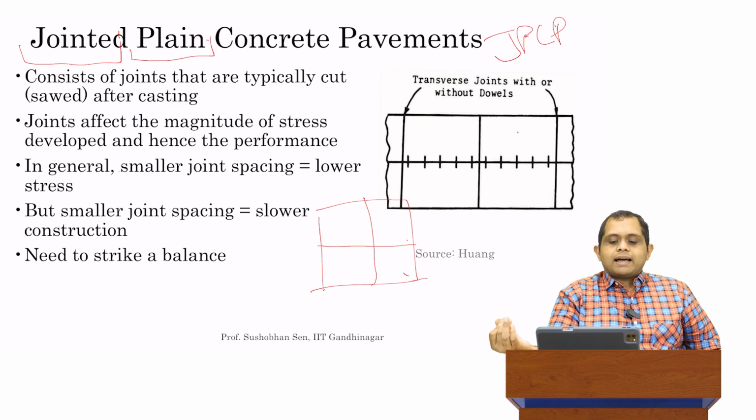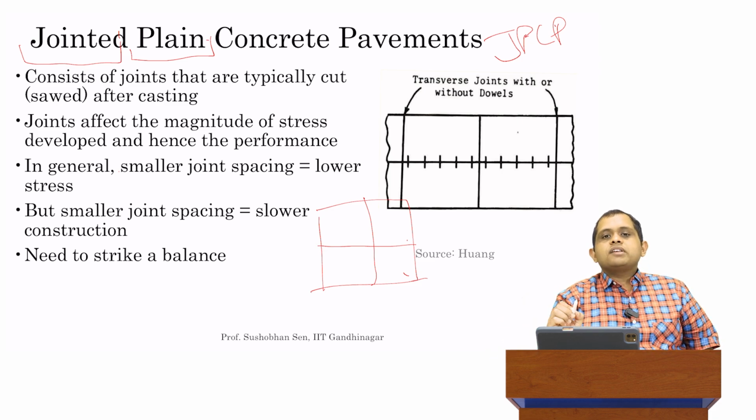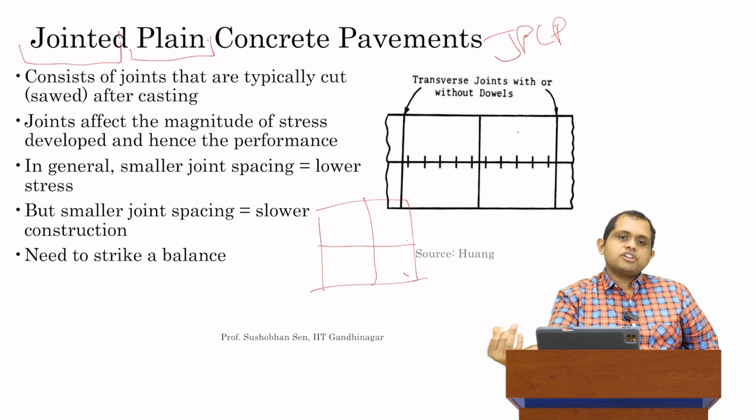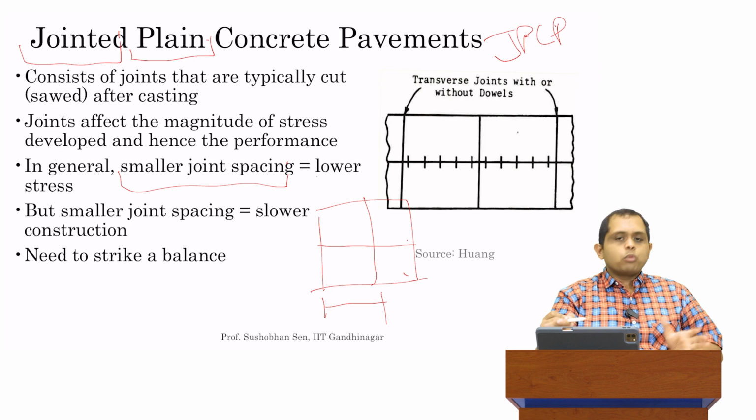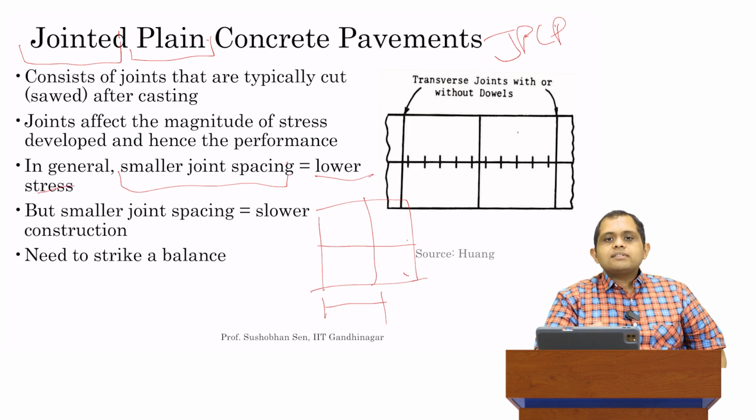So why do we need to have slabs? The main reason we have slabs in JPCP is because of stresses. A large slab shows a very high concentration, or a very high magnitude, of stress under a given load as compared to a shorter slab. So in short, shorter slabs, which is equivalent to saying smaller joint spacing. Either I can have a smaller joint spacing, or I can have a shorter slab width. Both of them mean exactly the same thing. So a shorter slab, or a slab with lower joint spacing, has lower stresses. That is the main reason why we put joints in the first place.